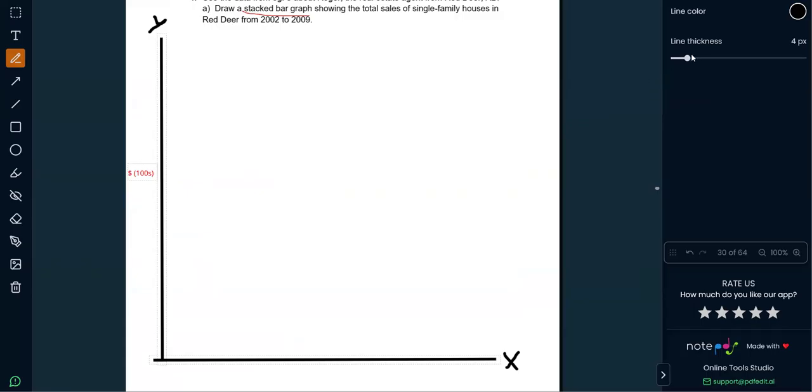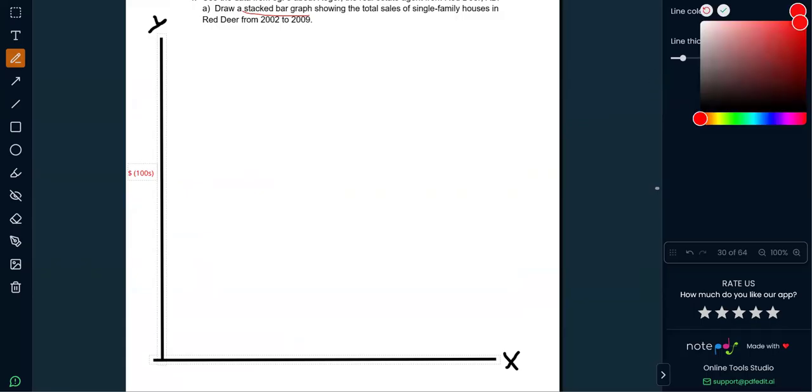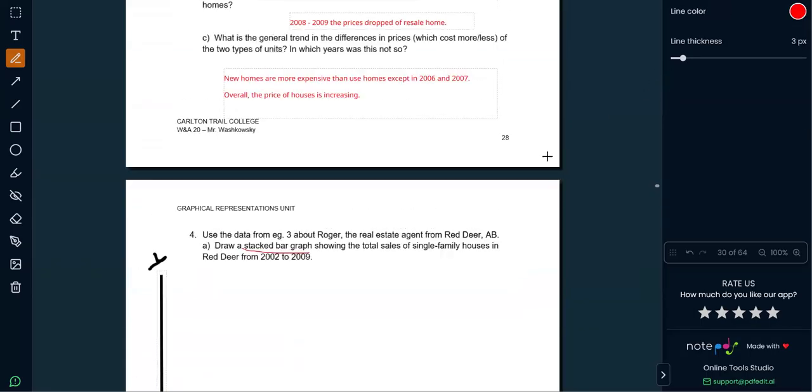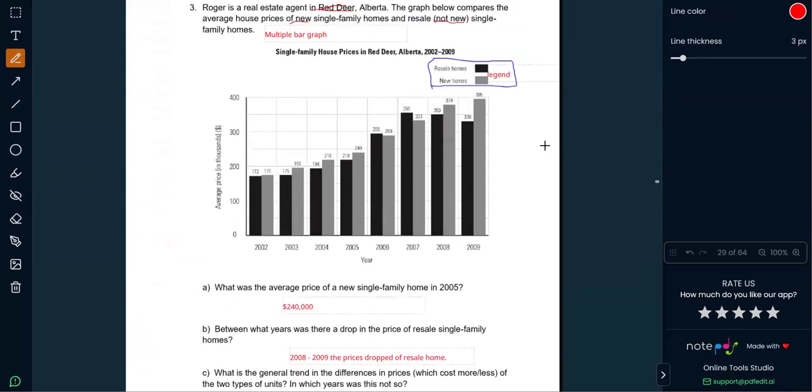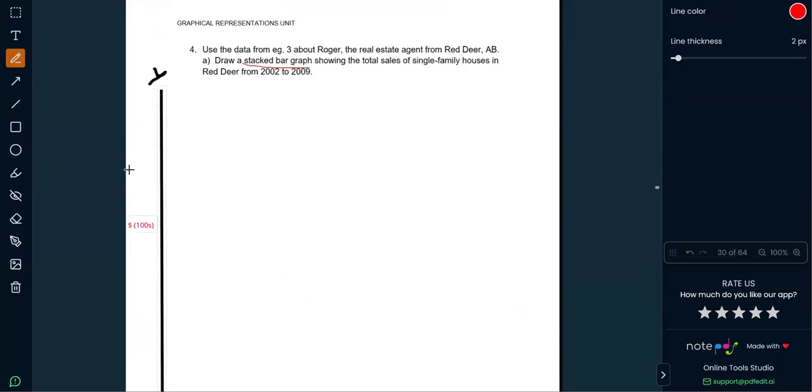Okay, so I'm good to go. Not quite. So let's think about this now. So now I've done that. What's my scale? How high do my numbers have to go? Well, the highest number here is 395. So obviously, we should say maybe this one up here is 400.